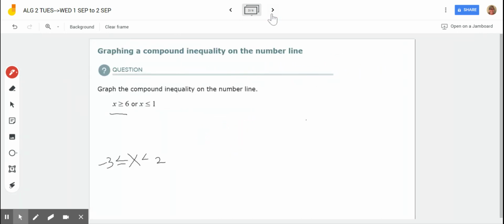Okay, moving on. Graphing an inequality.